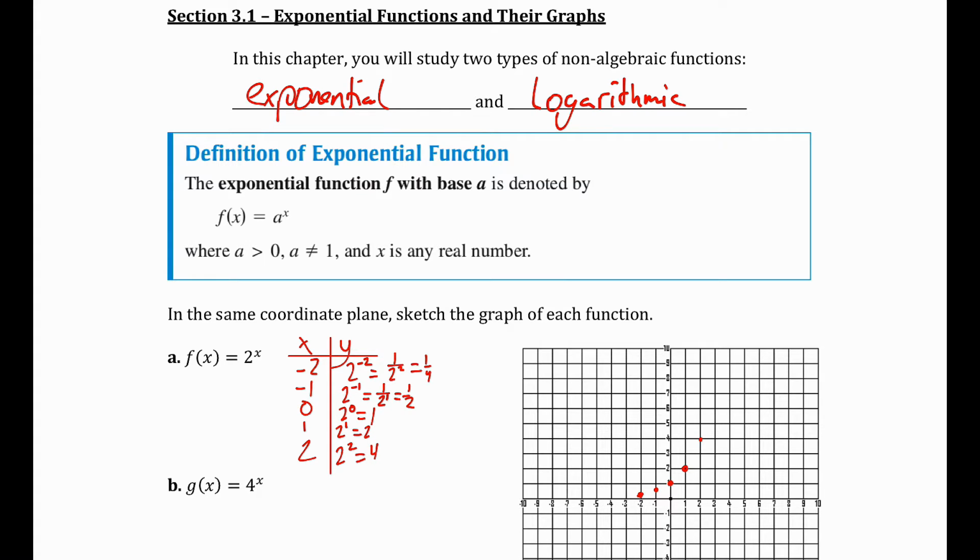Now this pattern is going to keep on going forever. So it's going to keep on going up and up and up. If you were to do 3, it'd be 2 to the third, which would give you 8. Just adding another point to get a little more accuracy. Now the left side of the graph is going to get really, really close to the x-axis, but never quite touch it. And we'll draw an arrow going that way.